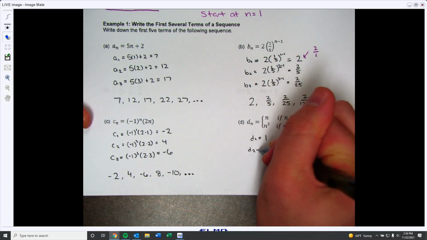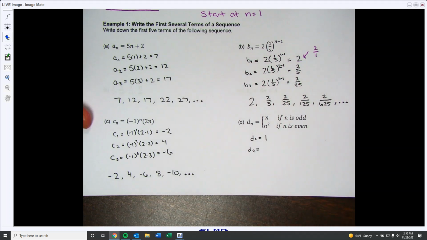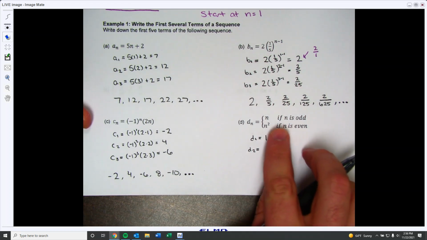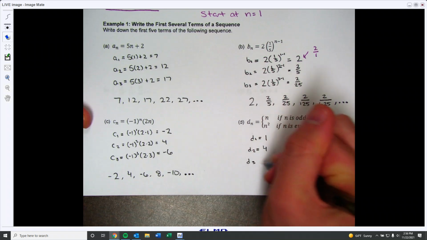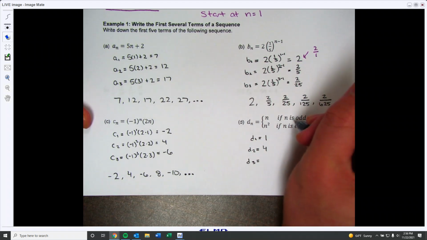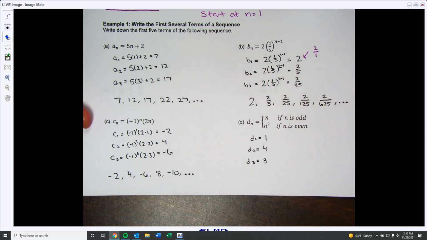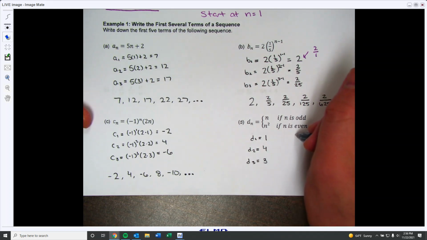Next up, I'll use 2. Well, 2 is an even number, so I have to use this part. So 2 squared is 4. Now 3. 3 is odd, so I have to use the top one, and I get 3. Well, 1, 4, 3, that's not the easiest to spot, so let's do one more.